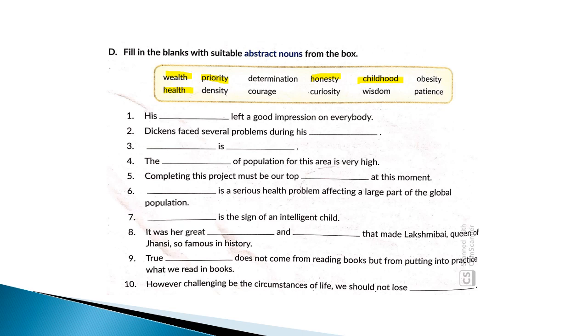Now coming to fill in the blanks with the suitable abstract nouns from the box. Okay, in the box some abstract nouns are given. We shall read the sentence and see which one fits with which one. His dash left a good impression on everybody. His honesty. Dickens faced several problems during his childhood. Health is wealth. Completing this project must be our top priority. Similarly, the next 5 you will do on your own, selecting words from these boxes. Moving on.